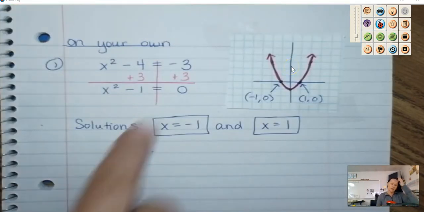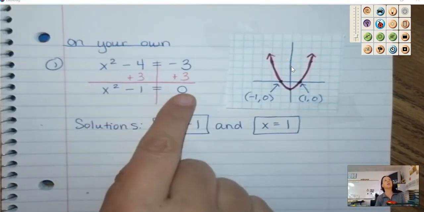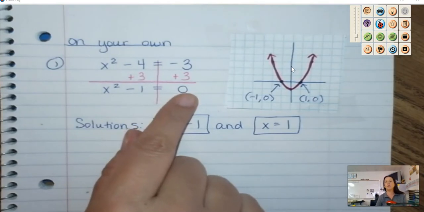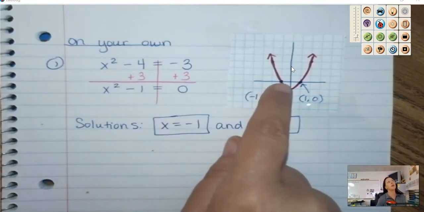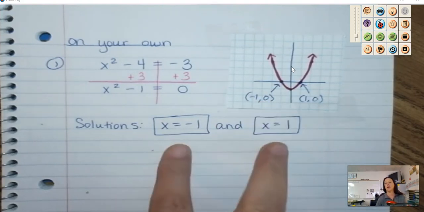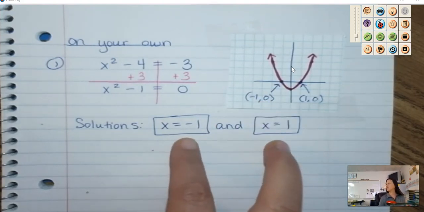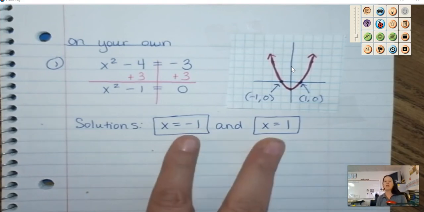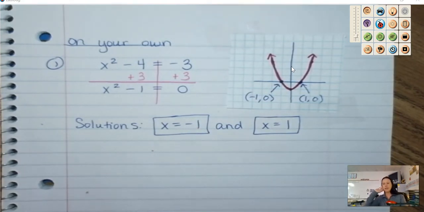Okay, check your answers up here. First, you had to make it equal to 0. Once it was equal to 0, you can put it into your calculator. You're seeing where it hits the x-axis. It hits at -1 and it hits at +1. Questions on this so far? Okay, we're going to pause here. We'll continue with this lesson tomorrow.